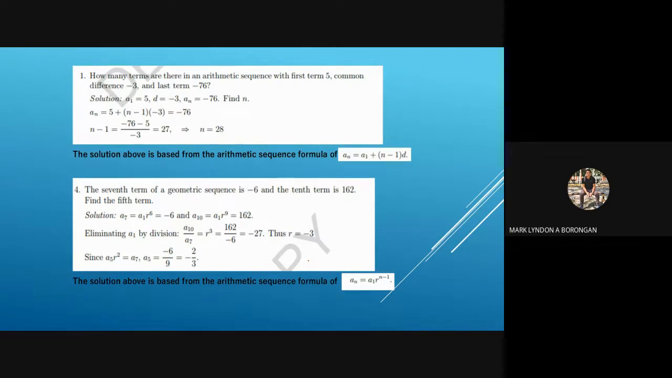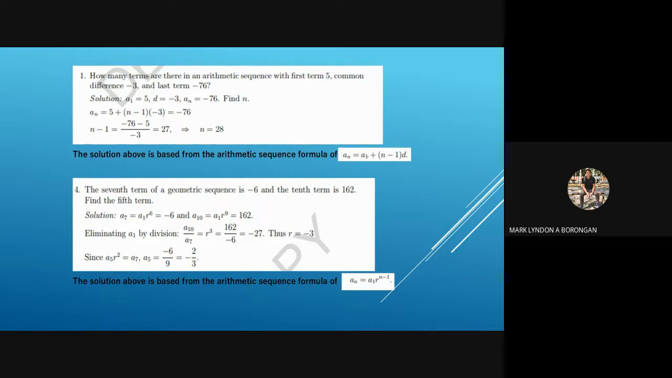Okay. Last two examples. How many terms are there in an arithmetic sequence with first term 5, common difference -3, and the last term which is -76? Okay, so let's solve this to find n. Our basis formula, guys, will be this one.